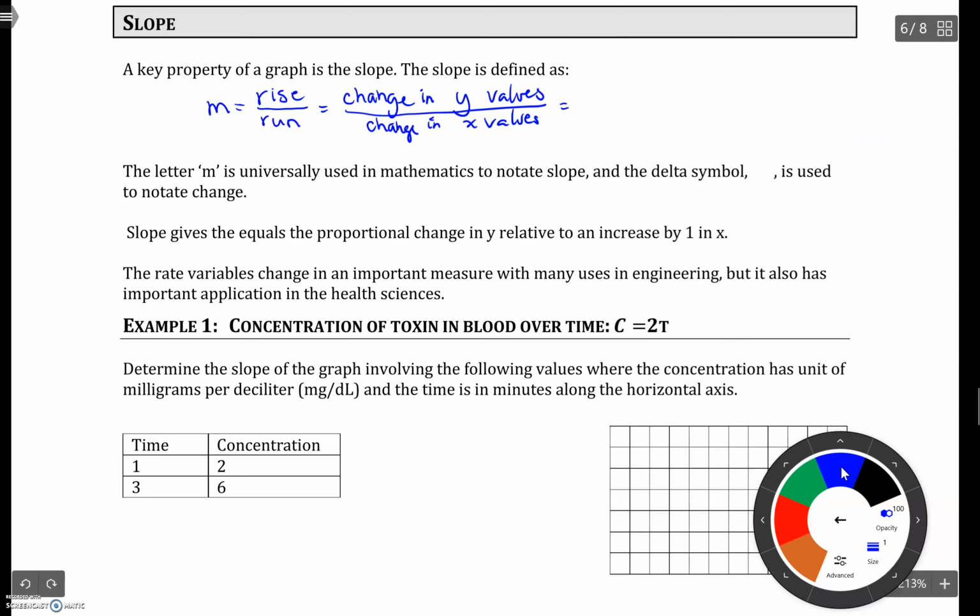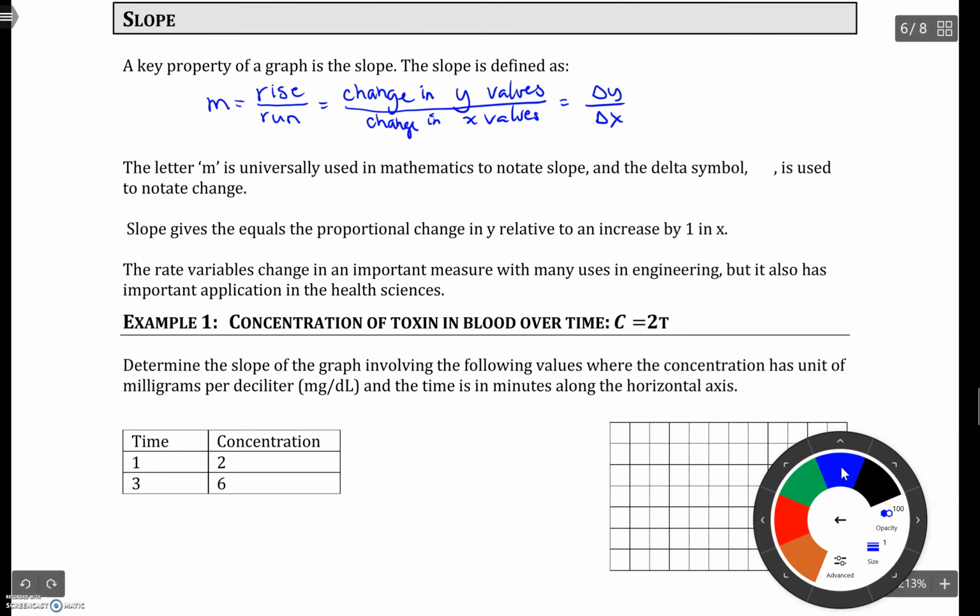This is sometimes short formed delta y over delta x. Okay, the delta symbol is the Greek letter delta. It's shown by a triangle, and you've probably seen this in chemistry when talking about change in temperature as well. When we calculate slope, we find out how much change there is in a y variable relative to a change by 1 in x.